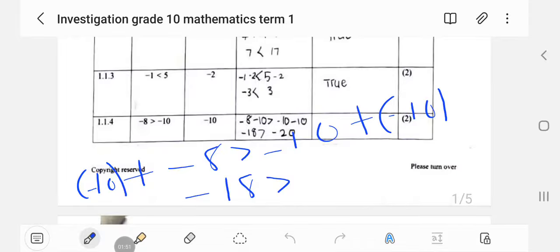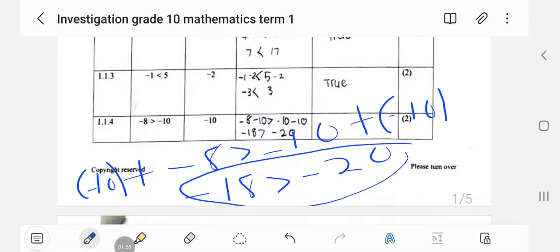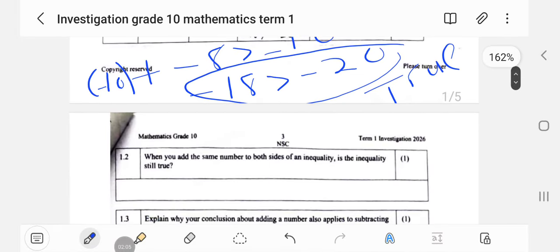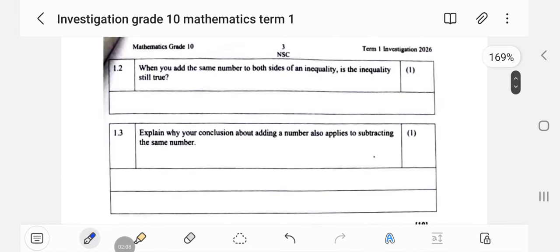And then the other side we have minus 20. Between these two, minus 18 is greater. So this statement is true. Let's quickly go to 1.2. When you add the same number to both sides of the inequality, is the inequality still true? Yes, it's true. That's what we've concluded.